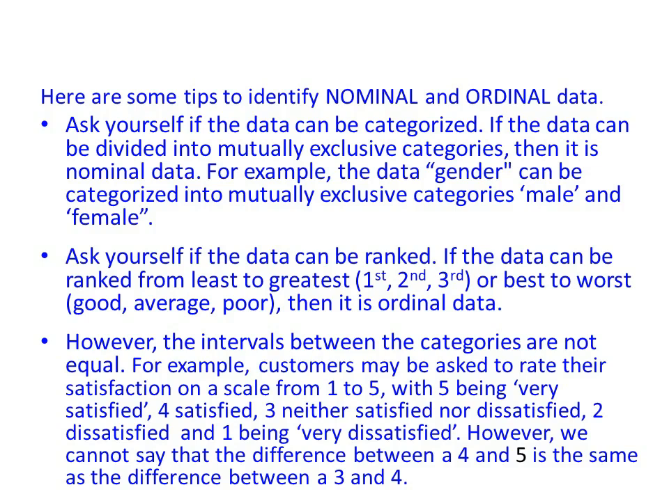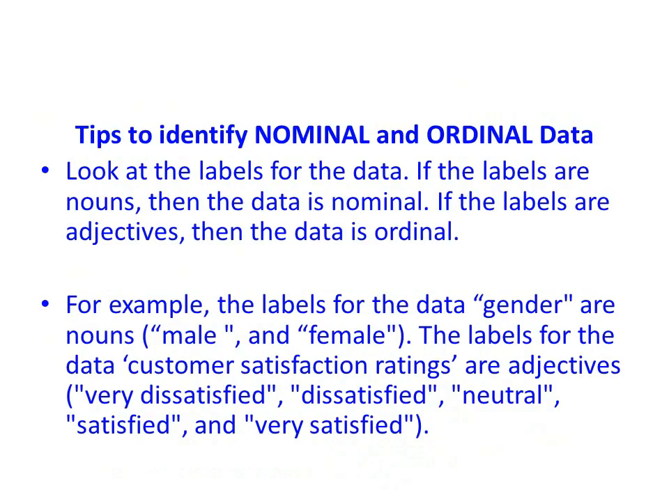For example, customers may be asked to rate their satisfaction on a scale from 1 to 5, with 5 being very satisfied, 4 satisfied, 3 neither satisfied nor dissatisfied, 2 dissatisfied and 1 being very dissatisfied. However, we cannot say that the difference between a 4 and 5 is the same as the difference between a 3 and 4. Some more tips to identify nominal and ordinal data.